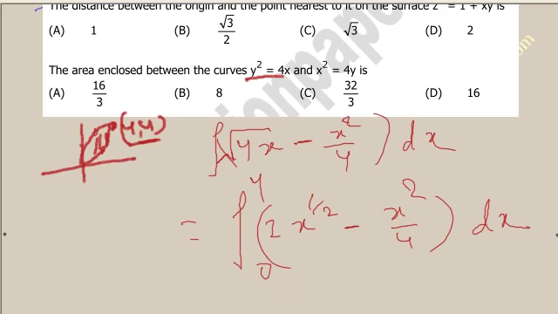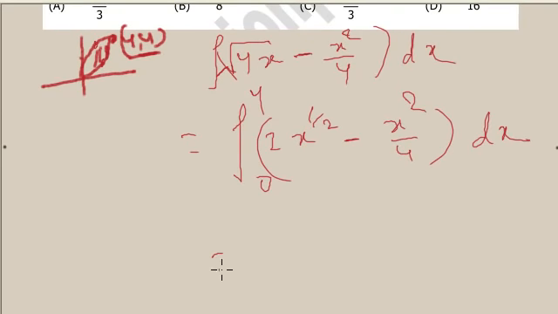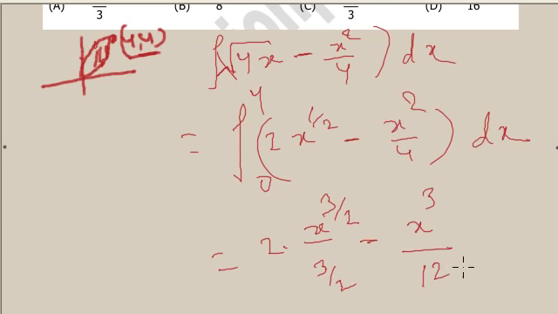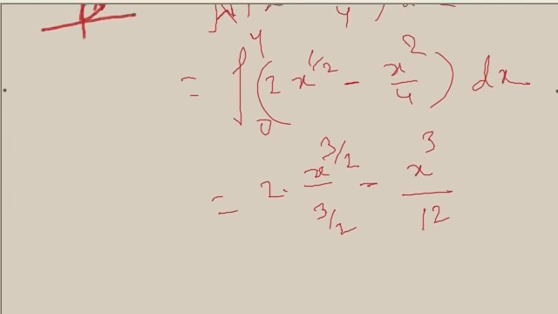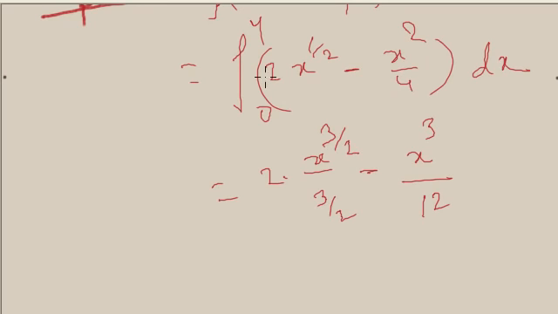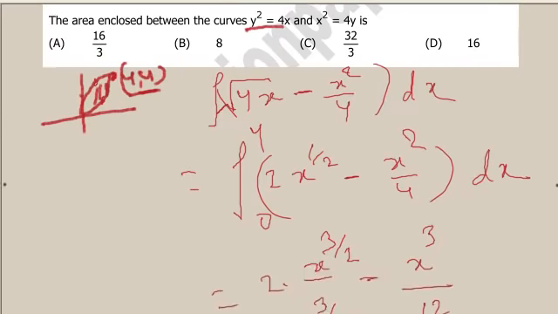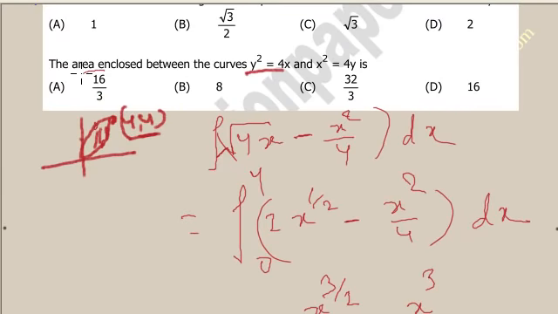So if you find the values, this is 2 into x to the power 3 by 2 divided by 3 by 2, minus x cube divided by 4 into 3, which means 12. If you solve this and put in 4 and 0, you will get 16 by 3. So the answer is 16 by 3.